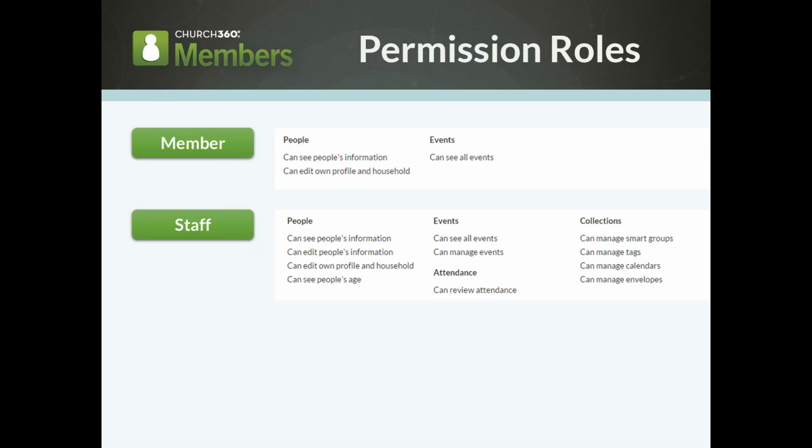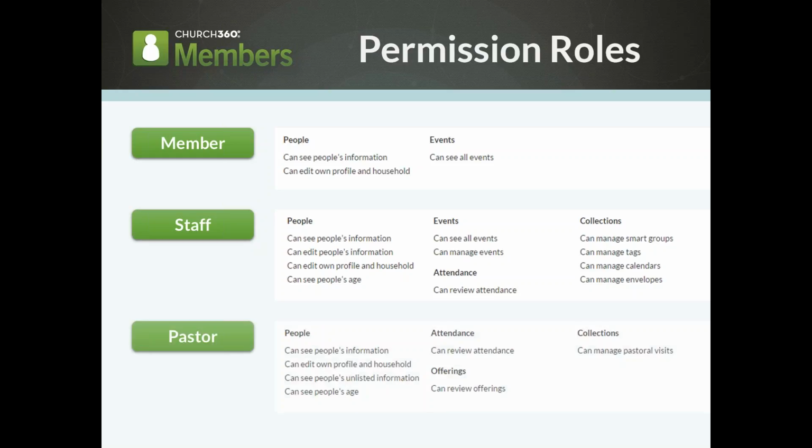And then collections, you can manage smart groups. They can manage tags, calendars, envelopes. So that's something else that we'll talk about in a little while, some new things within the permission groups. But so those are two things, and Pastor Williams has both of those, but he's also the pastor. So he can see people's unlisted information so that he can go and visit those shut-ins who may not want to receive letters but do want to receive pastoral care. And he can review offerings, but that's at a global level to see the health of the congregation, not individual people. And he can also manage pastoral visits, which is not something that everyone on the staff can do.